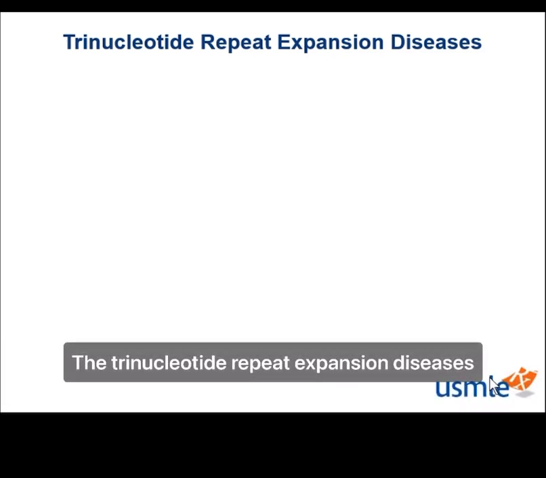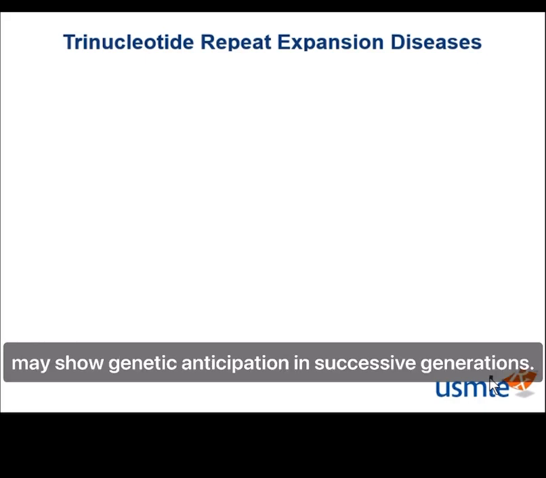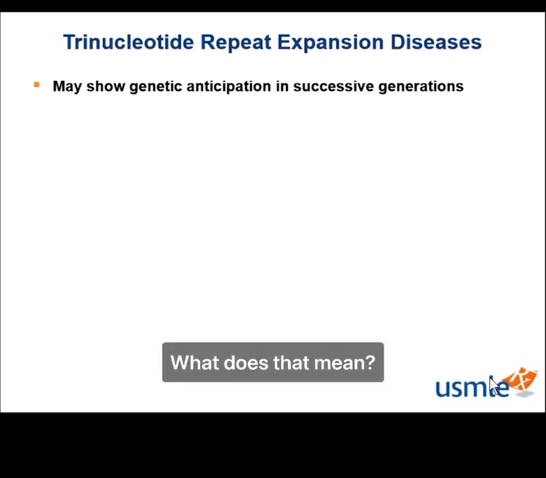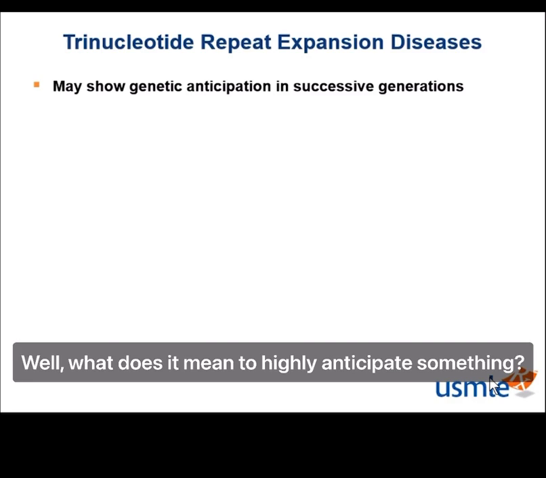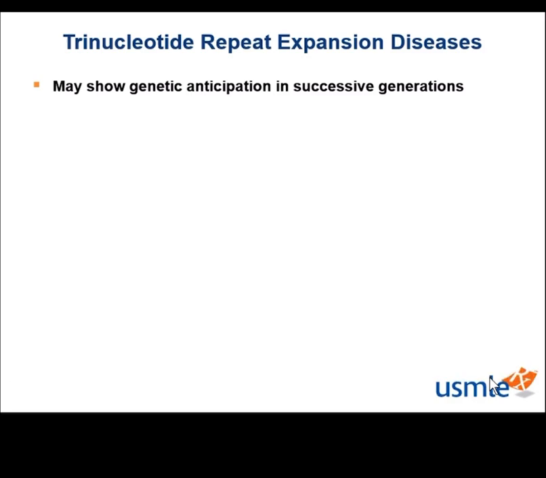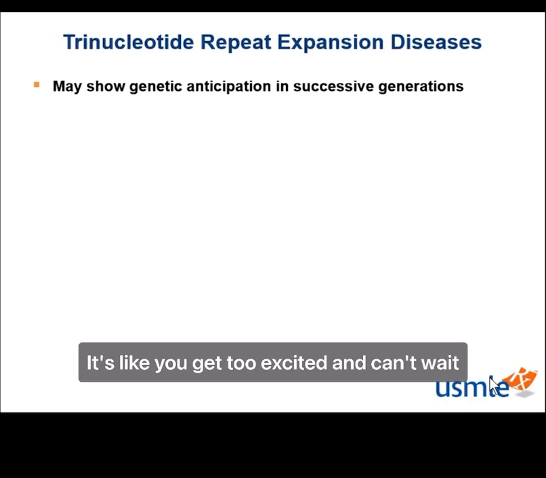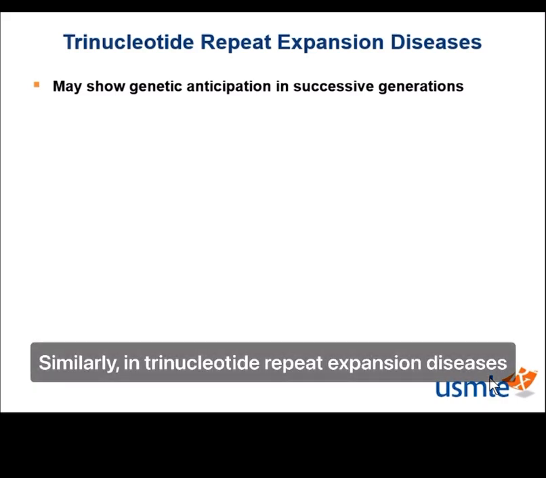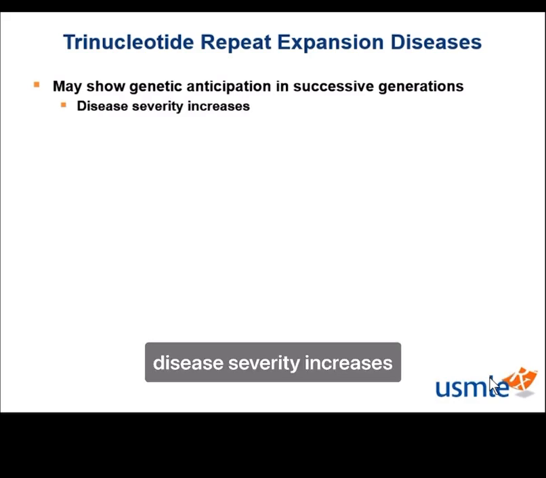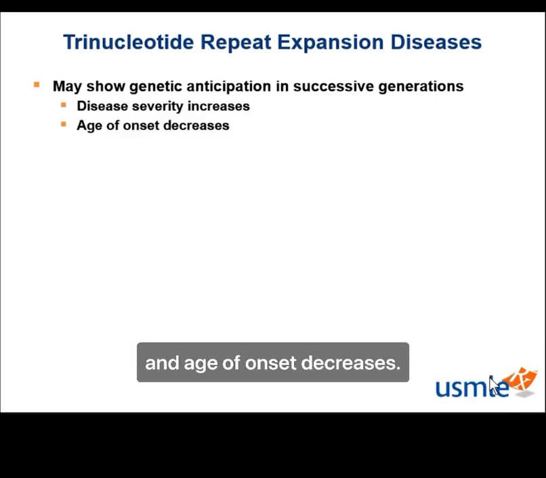The trinucleotide repeat expansion diseases may show genetic anticipation in successive generations. What does that mean? Well, what does it mean to highly anticipate something? It's like you get too excited and can't wait and get started earlier than normally, and you may do something more intensely. Similarly, in trinucleotide repeat expansion diseases with genetic anticipation, disease severity increases and age of onset decreases.